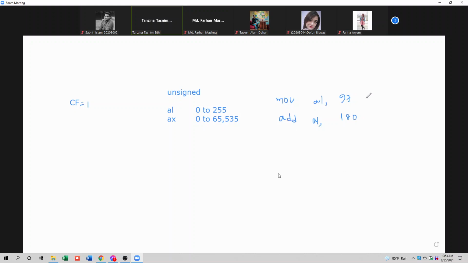The instruction is move AL, 97, and add AL, 180. So now if we add these two numbers, the result will be 97 plus 180, that is 277. Now look, the destination operand is an 8-bit register and its upper bound value is 255, but the result we got is greater than 255. So for storing 277, we need more than 8 bits, but this register AL has how many bits? 8 bits. That's why after this result, the value of the carry flag register will be 1.